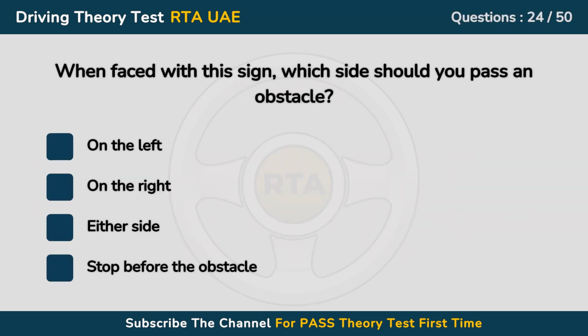Question 24. When faced with this sign, which side should you pass an obstacle? A. On the left. B. On the right. C. Either side. D. Stop before the obstacle.